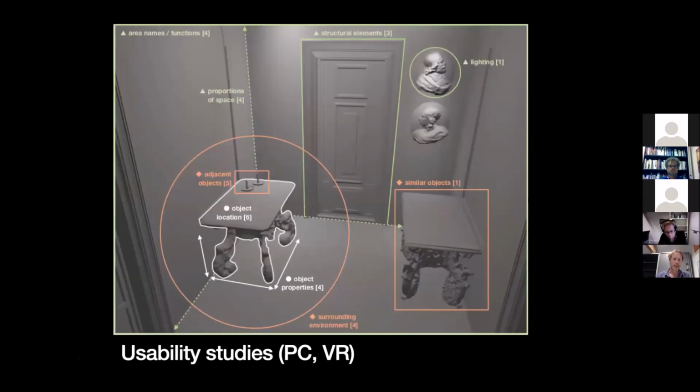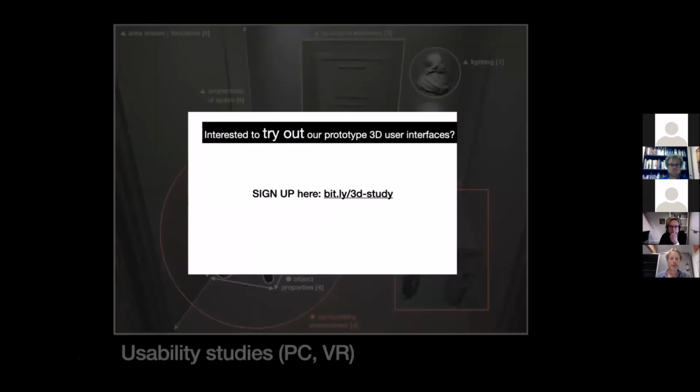Finally, in terms of the next steps, what will happen is that we will conduct more usability studies, user studies for PC and VR. If you're interested, please let us know. You can try out our prototype 3D user interface in our next study. This will be in December and spring next year. So if you're interested, please don't hesitate and sign up. Of course, you're not obliged to anything. You can still not do it, but we will send you an email by the time we are planning the user study with more details.